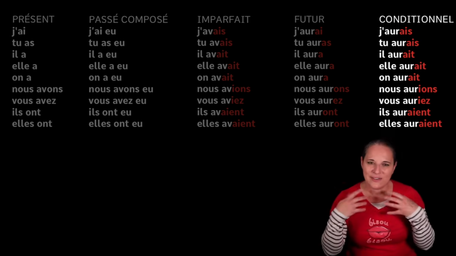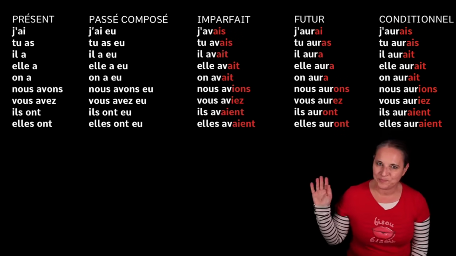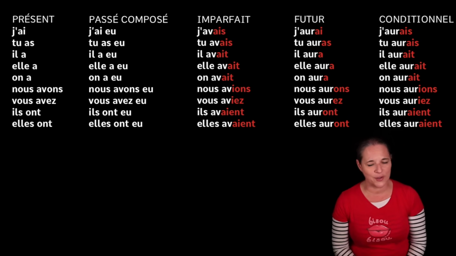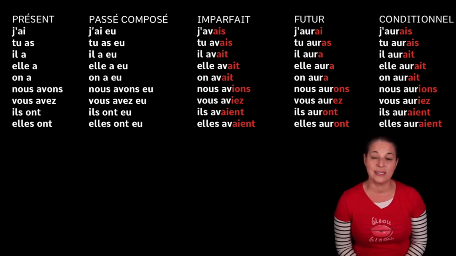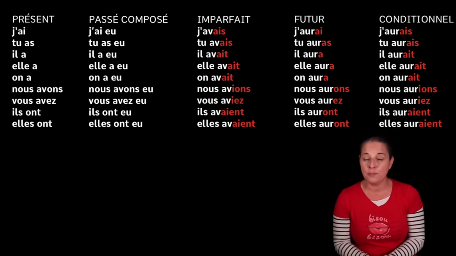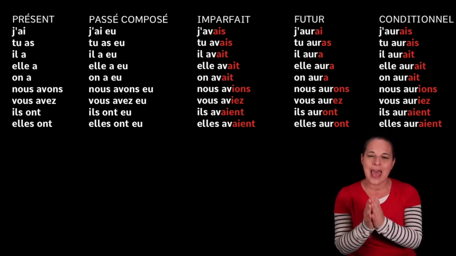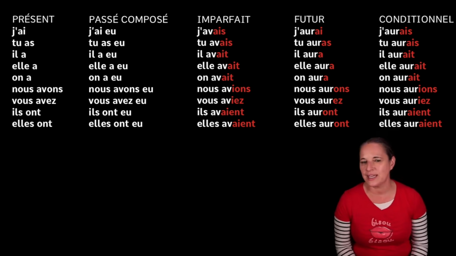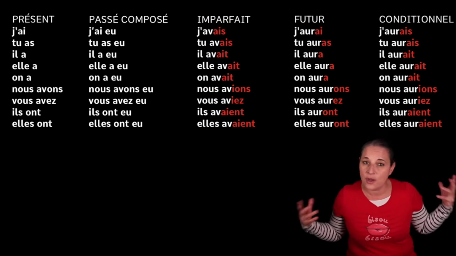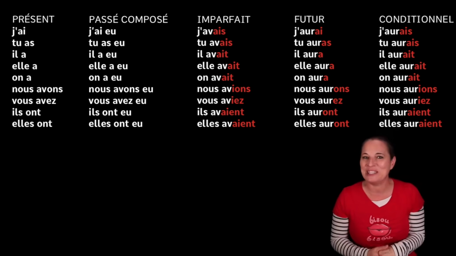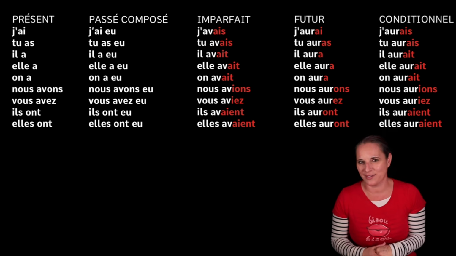So now let's have a look at the chart completely. We've got the verb to have in the present tense, in the passé composé, in the imperfect, future, and conditional. Please have a look at it really carefully. Why don't you learn it if you are that into it? Learn it. Why not?